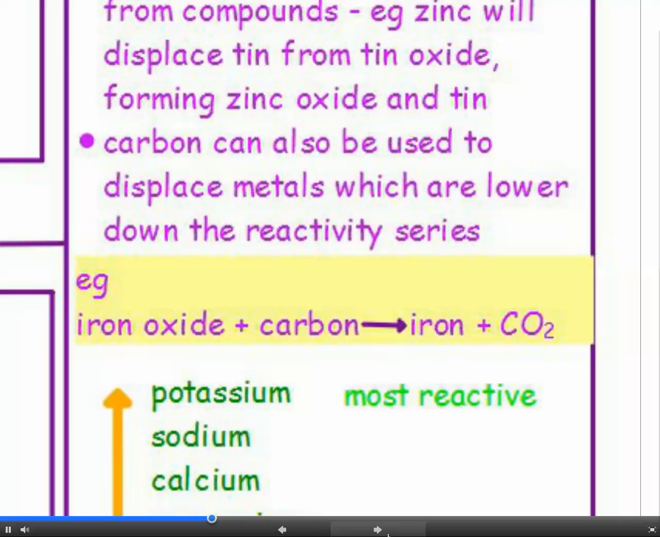Now carbon has a role here. It's not a metal, but it can also be used to displace metals which are lower down the reactivity series than carbon. For example, we can heat iron oxide with carbon. Carbon displaces the iron, forming iron and carbon dioxide.